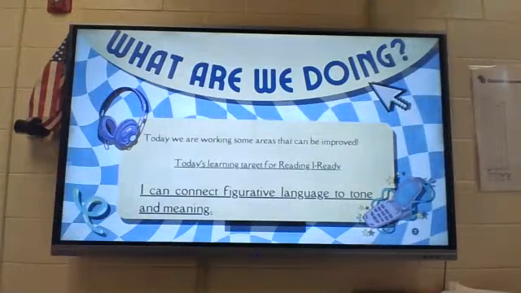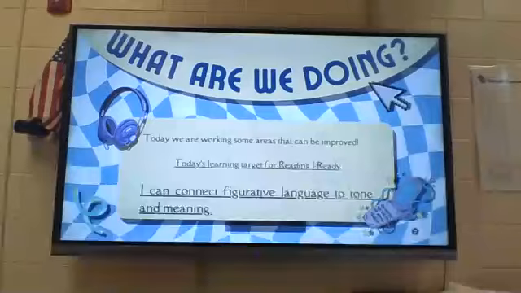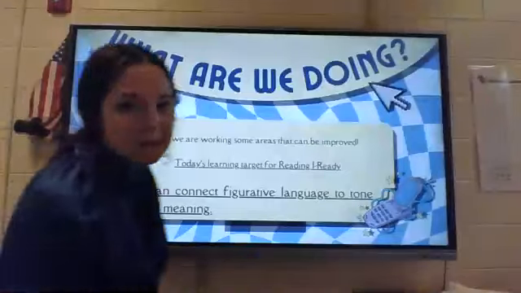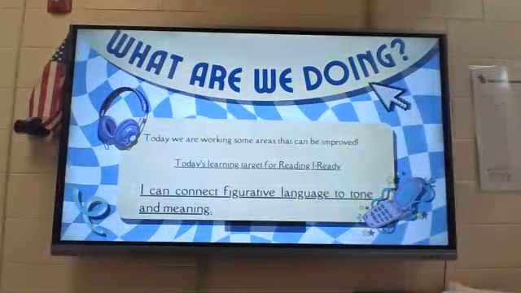So let's talk about today's learning target for Reading I Ready. This is the learning target that we designed specifically for your group. I can connect figurative language to tone and meaning. So, for these students that I am talking to right now, you specifically need to grow in figurative language understanding and tone and how all that drives to meaning, okay? How all these things connect to make meaning in a text. So that is what we are going to channel today.